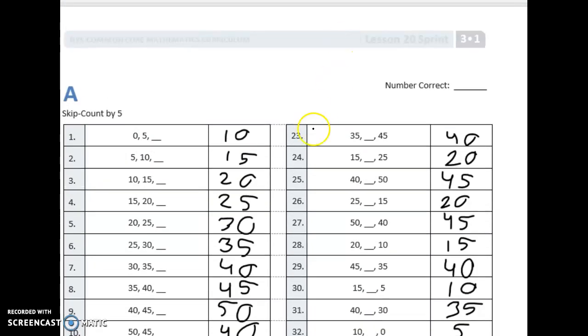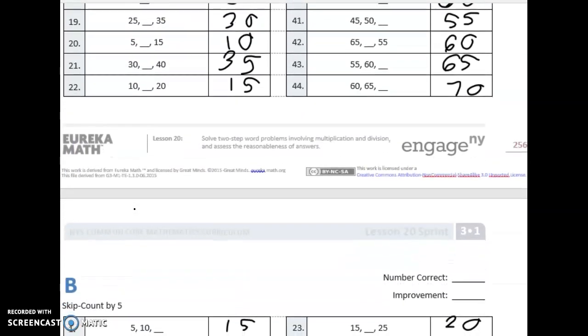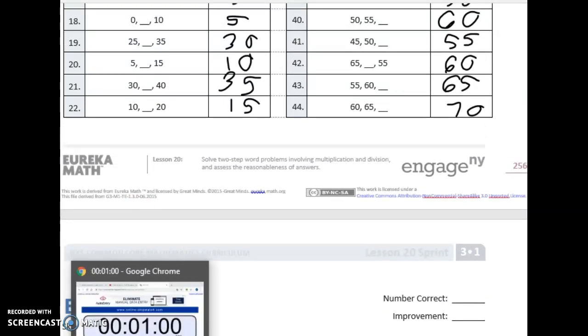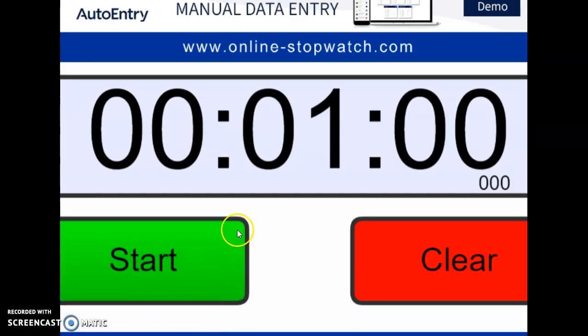Okay? So, we're ready to improve ourselves and do better with our Sprint B. Same skill, skip counting by 5, forwards and backwards. Okay, just like before, you'll have 1 minute. If you're still checking, hit pause now so that you have enough time, and then hit play when you're ready. Okay, I'm starting the timer in 3, 2, 1, go.